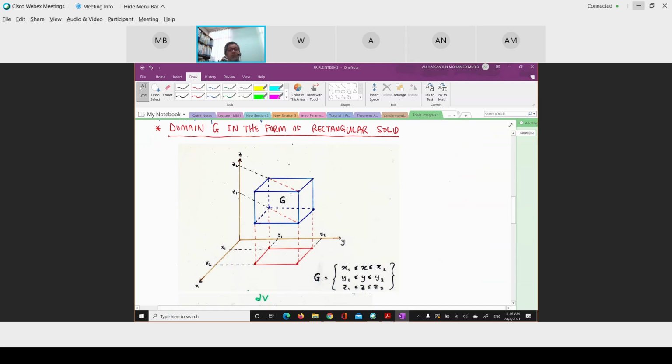There are altogether how many? 6, isn't it? Using permutations. We have x, y, z. If we permute, how many ways to arrange x, y, z? 3 times 2 times 1, which is 6. So there are 6 possible ways of arranging x, y, z without repetition, and so 6 possible ways altogether to compute a triple integral where G is a rectangular object.